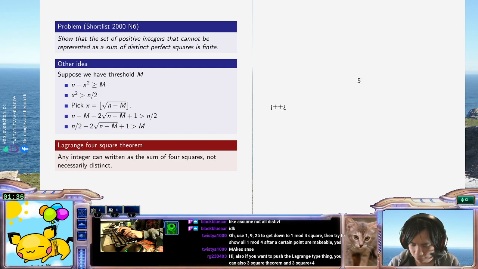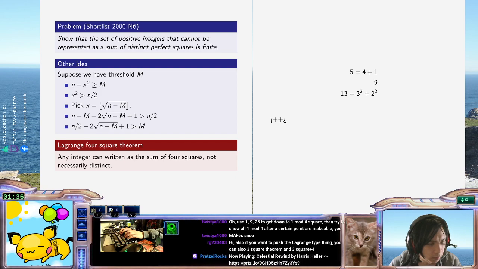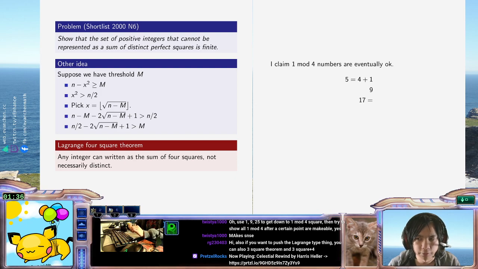And 3x squared plus 4. Okay, someone tell me how many base cases I need. So the only... okay, I claim 1 mod 4 numbers are eventually okay. So the only ones I have to check are... It'll never be 2x squared. So I'm only worried about the numbers that are the product of 2 numbers that are 3 mod 4, like some product of 3 mod 4 primes. So 3, like 21 is one of the first ones.